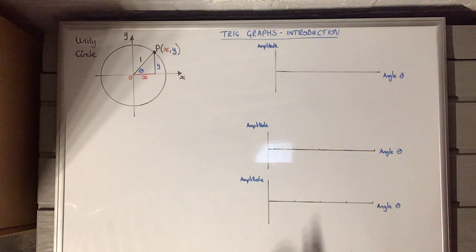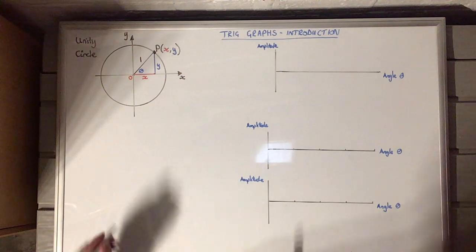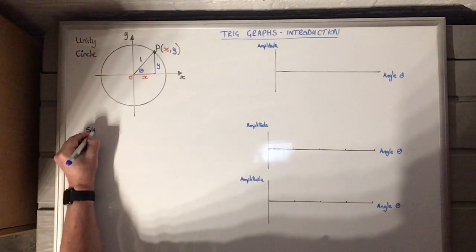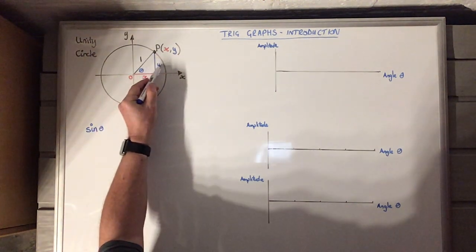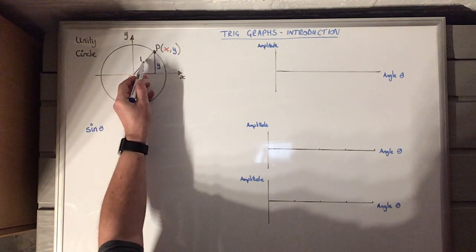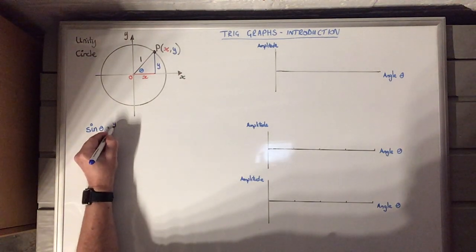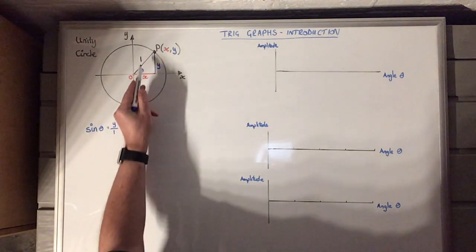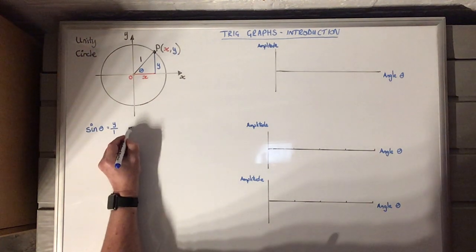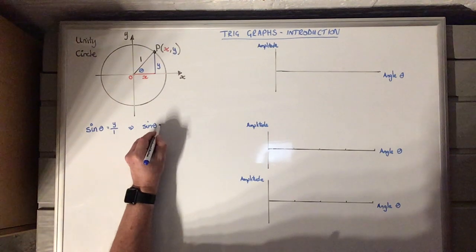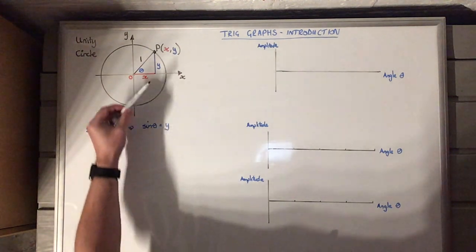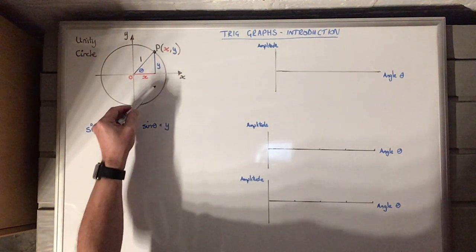And using your knowledge from trig in third year, using triangles, you should know that sine theta, the sine of the angle, this angle here, is the opposite over the hypotenuse. So that's actually y over 1 because the hypotenuse is 1 in this case. Therefore, sine theta is simply the value of the y coordinate as we rotate round the circle.